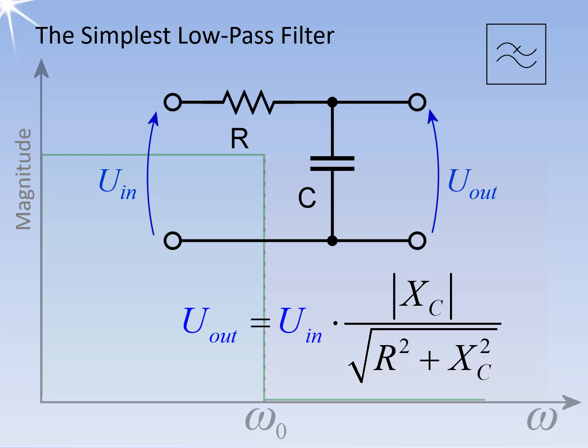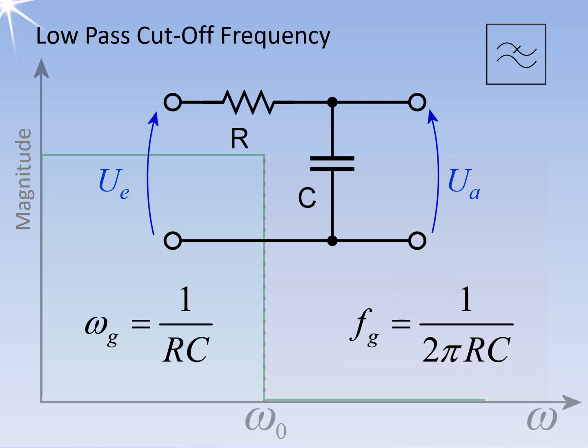The simplest low-pass filter is a resistor-capacitor combination, a so-called RC element. It works as a voltage divider for the ratio of partial resistance to total resistance and is also calculated in the same way as a voltage divider. The only difference is that one of the partial resistances is the reactance of the capacitor. The cutoff frequency is calculated by multiplying the reciprocal values of the resistor and capacitor.